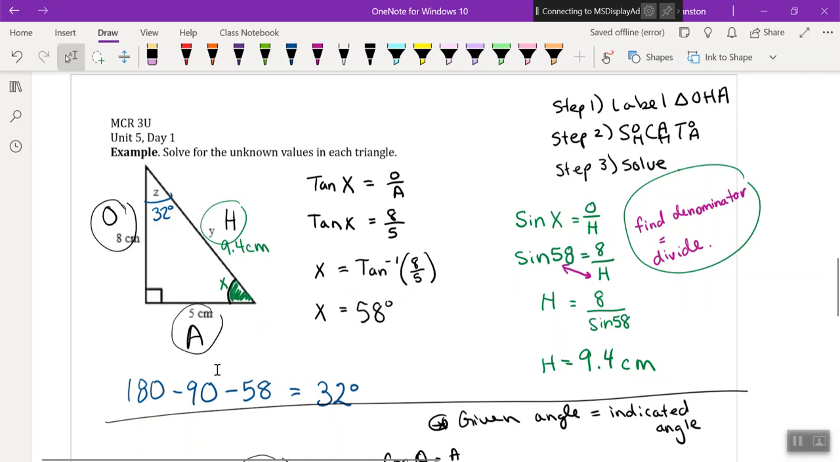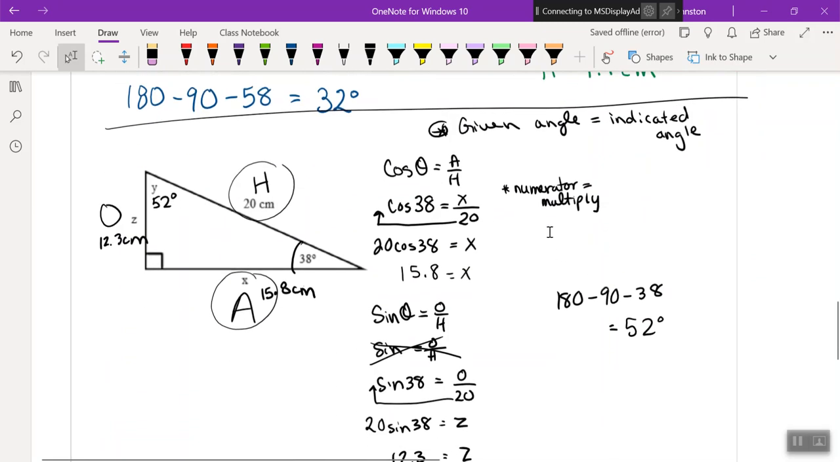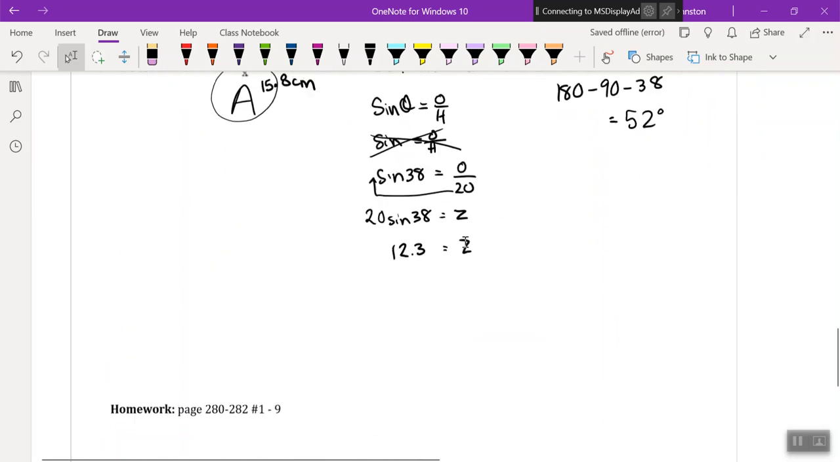This is what we found here. In order to find any other angles within the triangle, we look at 180 minus 90 minus 58 in this case, or 180 minus 2 angles gives you your other angle. If you're looking for the denominator, you divide. If you're looking for the numerator, you multiply. Okay, so it's kind of showing you the biggest questions.